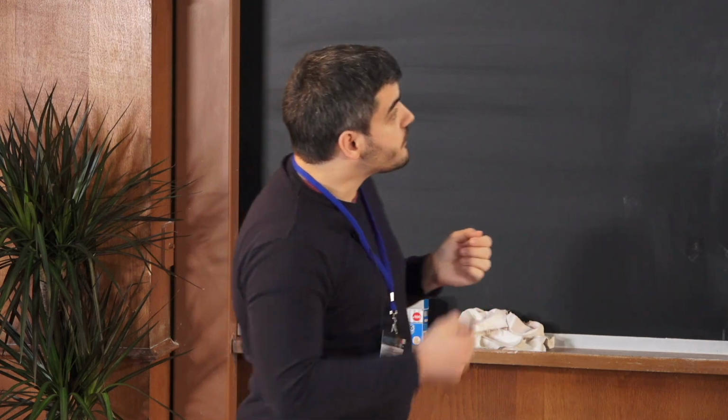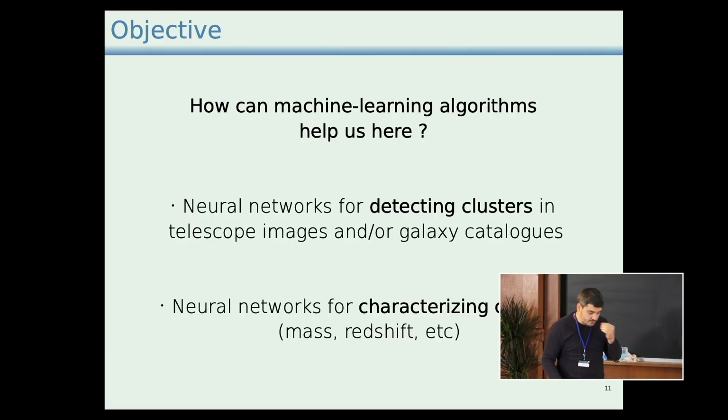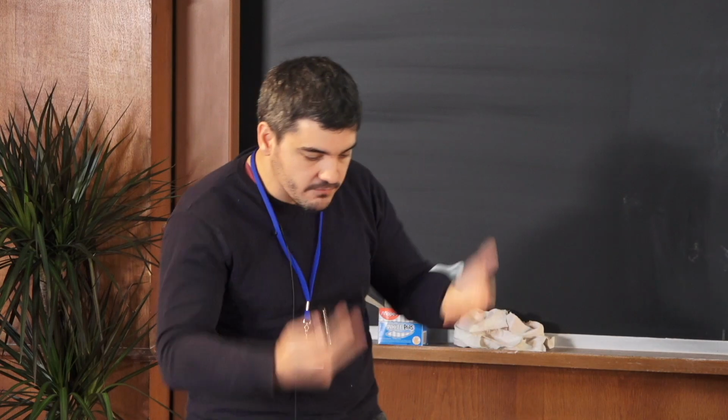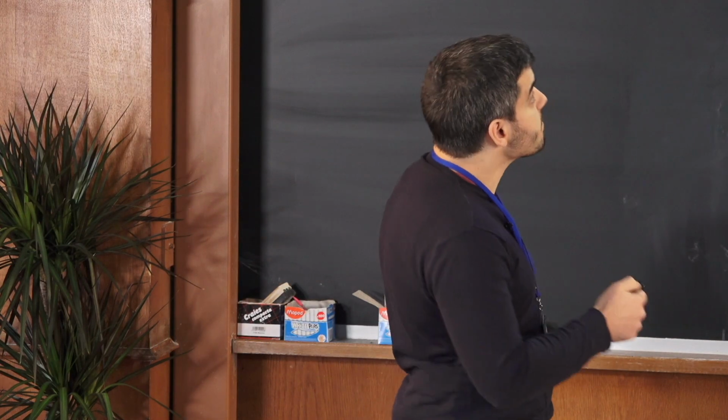So the idea of my talk and the work of my collaborators and I is to see how machine learning could possibly help us in tackling those challenges, both on exploring if neural networks can help us detect clusters in galaxy surveys, and if neural networks can help us characterize clusters when we have detected them, like give us maybe directly their mass, give us their redshift, etc.